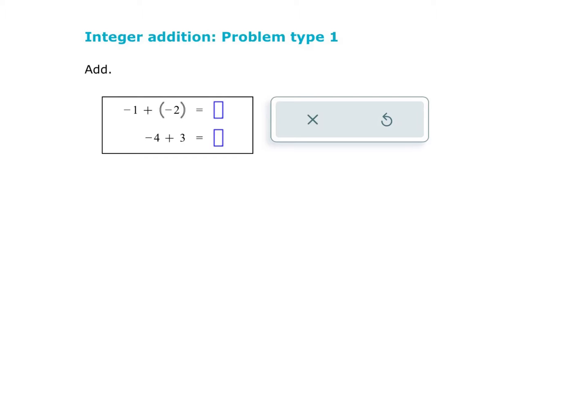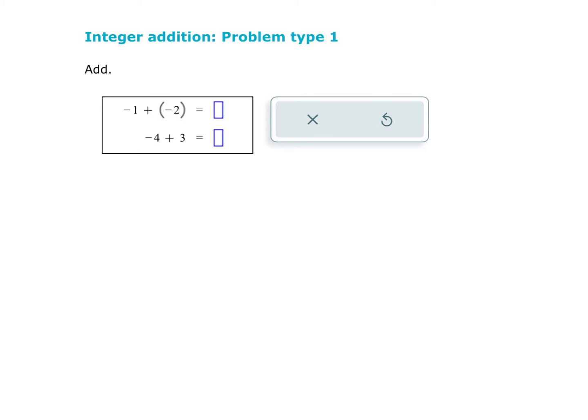This topic is integer addition, and an integer is just a whole number that is either positive or negative. A couple of important things before we jump into these problems is that you need to understand that this is an operation, and an operation is what we're doing to two different numbers. This, on the other hand, is called a sign. And the reason that these are called signs is because they're telling whether the numbers are positive or negative.